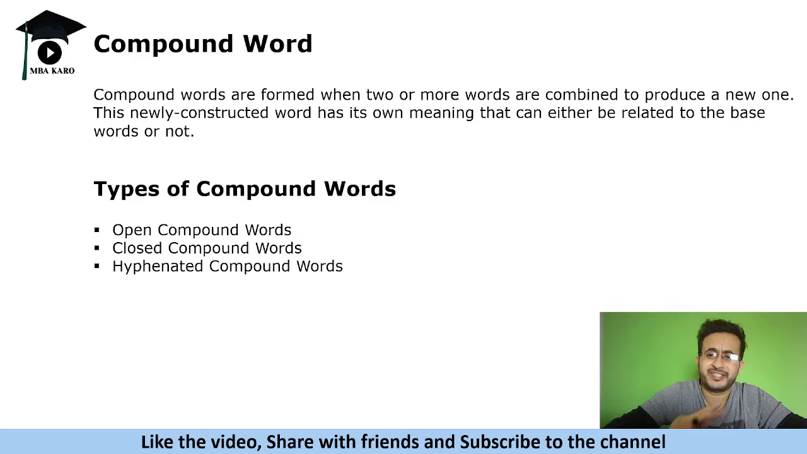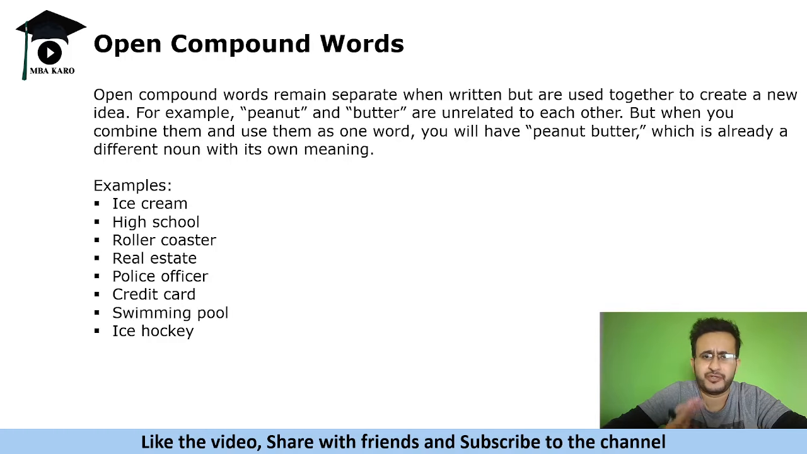Now compound words can be formed in three different ways. Okay, like for example, open compound words, closed compound words, and hyphenated compound words. So let us look at all three cases and get examples of the same. So first is open compound words. In this case, what happens is they are separate, but the word is considered as a single word, and they have a space in between them.